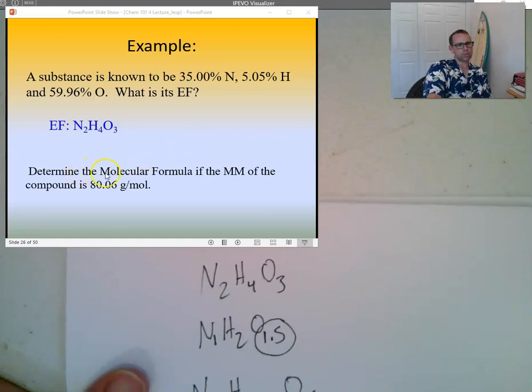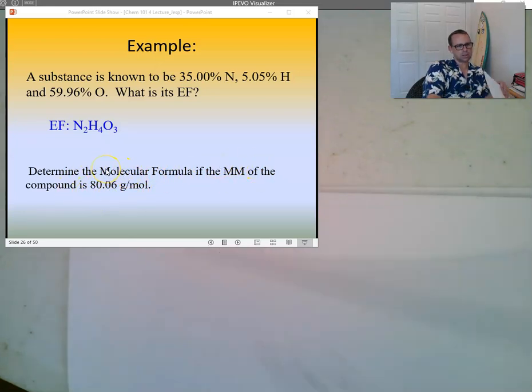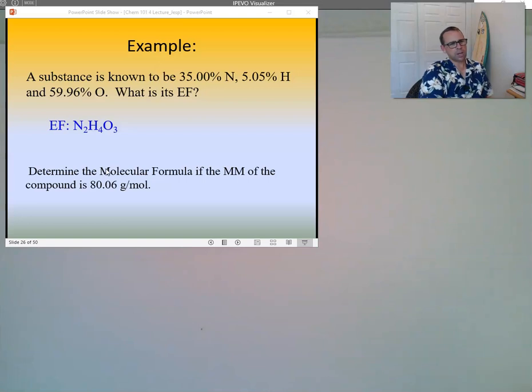Now, we're going to determine the molecular formula if the molar mass of the compound is 80.06. How do we do that? This is not the molecular formula, this is the empirical formula, right? So, what's the relationship between the empirical formula and the molecular formula? How do they compare to each other? What's the difference?